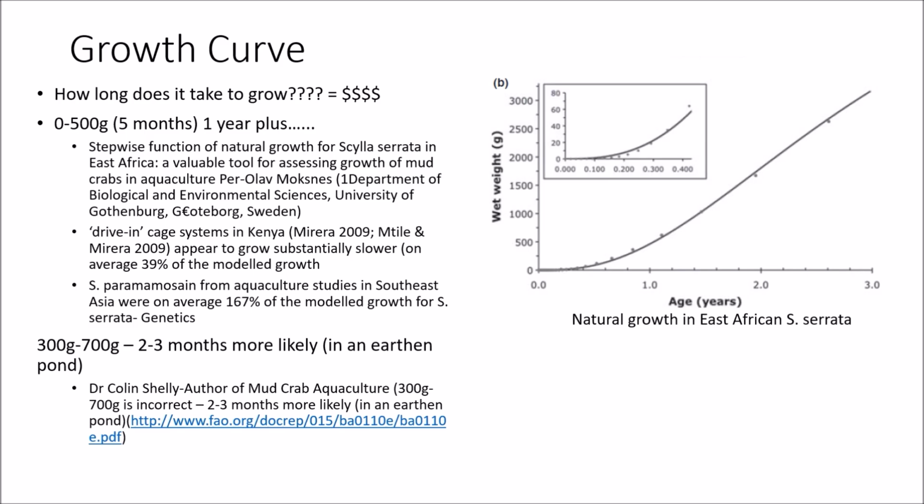Luckily, in this paper, he actually mentioned that the Southeast Asian breed, mainly the breed from Vietnam and the Philippines, from culturing Scylla serrata, is about 70 to 80% faster than in East Africa.